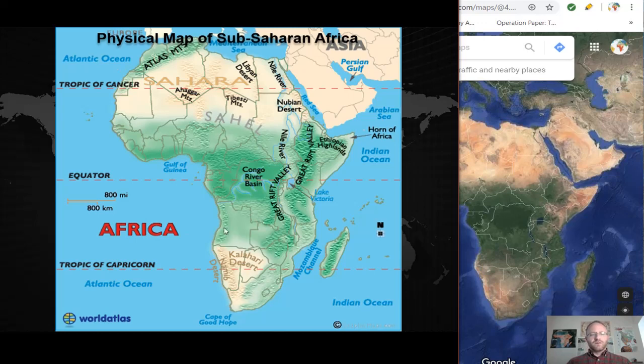Now, the Congo River Basin, located here, is in Central Africa and is home to the Congo rainforest and thousands of species of plants and animals. Finally, the Kalahari Desert here to the south is similar to the Sahara and is considered a tropical hot desert due to its latitude around the Tropic of Capricorn.